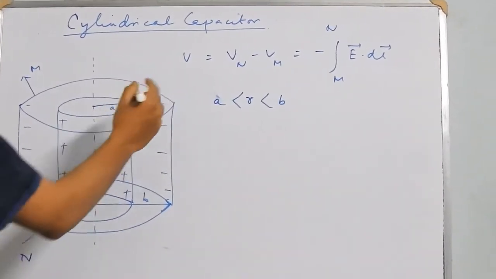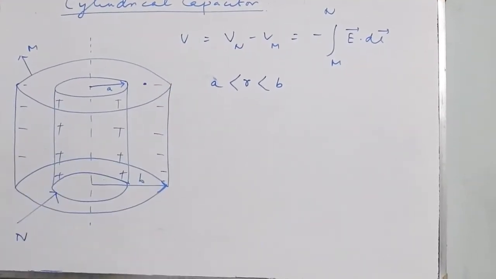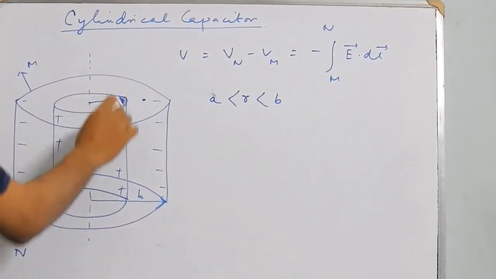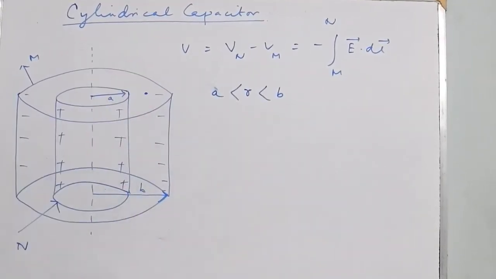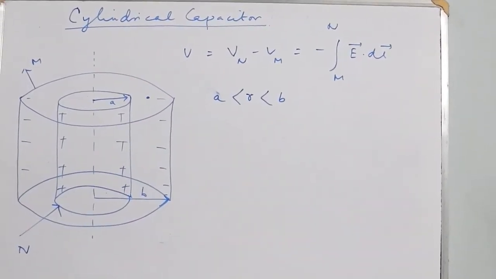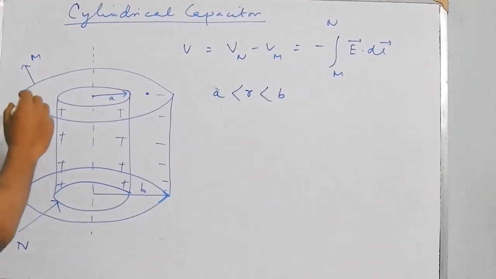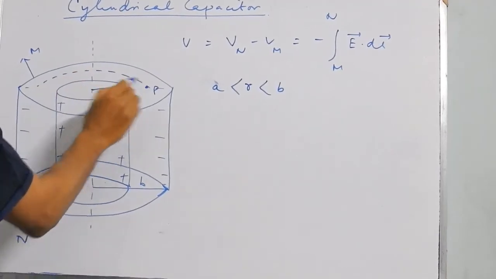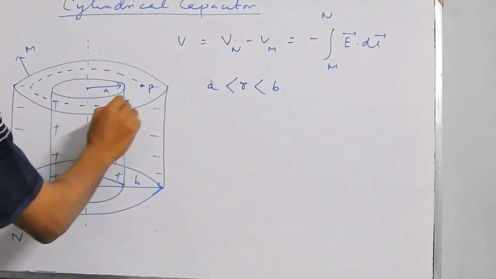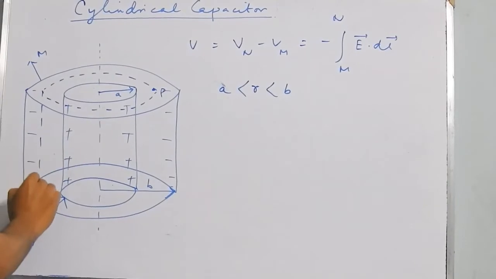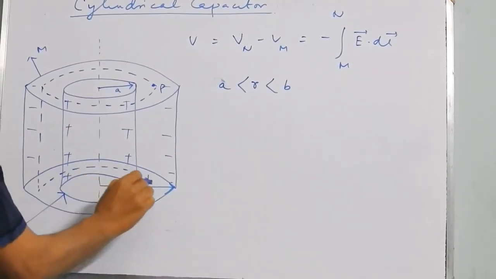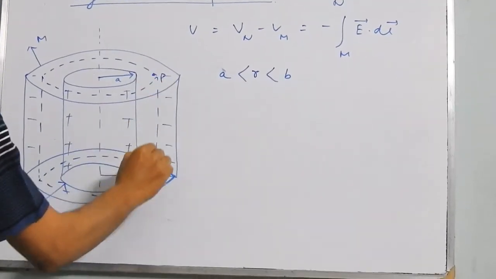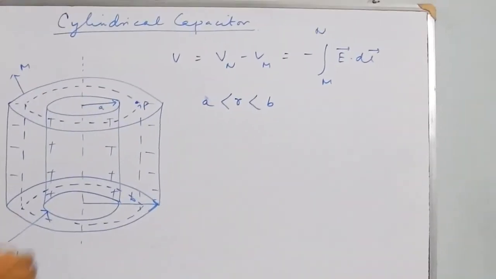So let us consider some point P whose distance from the axis is r, where r is less than b but greater than a, and we have to assume a Gaussian surface in the shape of a cylinder that passes through this point P and is coaxial with both the cylinders. Now this Gaussian surface is of radius r. This is the Gaussian surface.